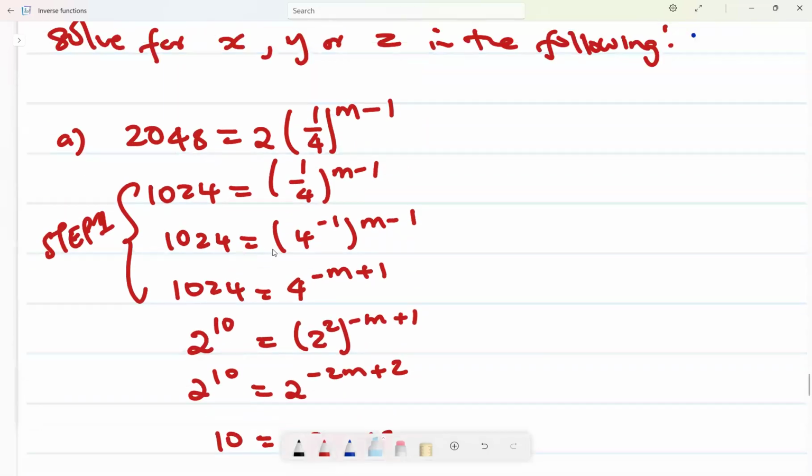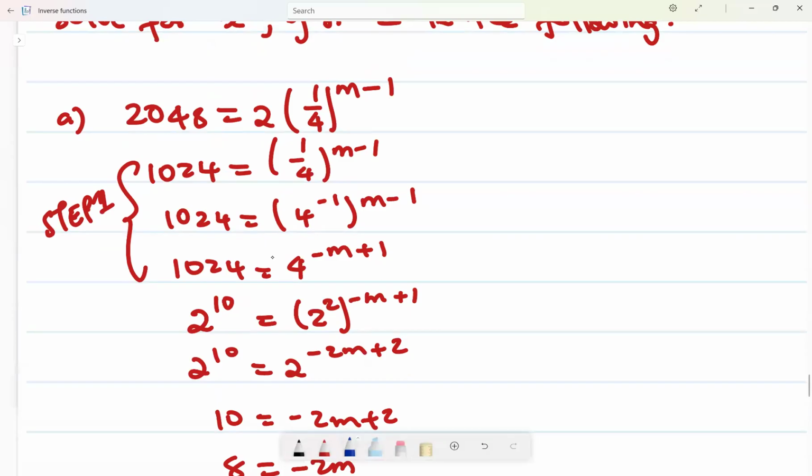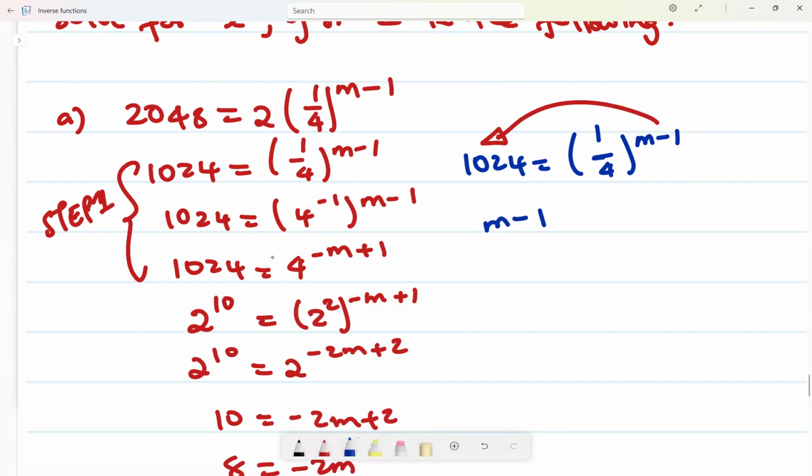But isn't there any easier way? There is. Now that you are introduced to logs, there is an easier way. When I come to this step, I can just say, divide by 2, it is 1024, equal to 1 divided by 4 to the power of m minus 1. What do I want? I want this as my subject of the formula. Remember, I want whatever I'm solving for, but it is not going alone, it is going with m minus 1. So I need this one to be down there, m minus 1 is equal to.